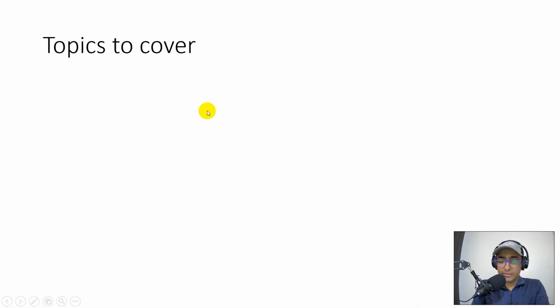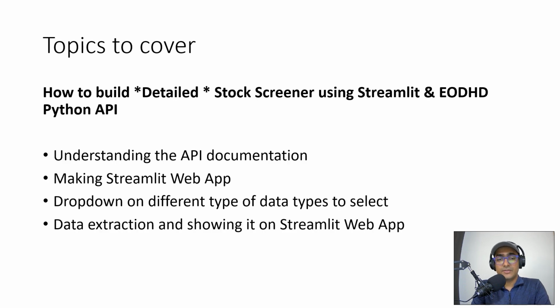The topics that we are going to cover in this video, as we know that we are making a detailed stock screener using Streamlit and EODHD Python API. The first thing that we will be doing here is we'll be understanding the API documentation, I would say much deeper, and we'll be making the Streamlit web application.